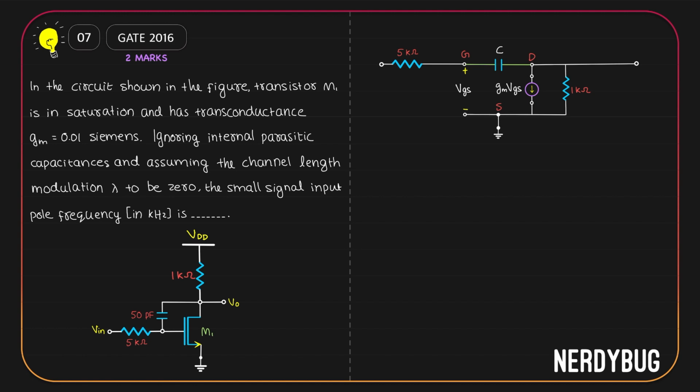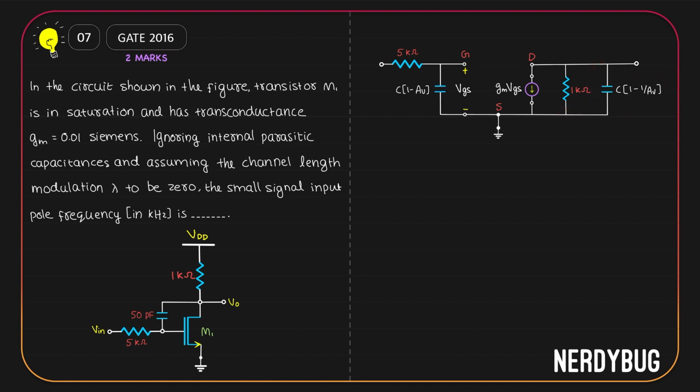According to Miller's theorem, C will appear at the input as (AV minus 1) multiplied by C. AV here is the gain of the circuit without C in it. It will also appear at the output as C multiplied by (1 minus 1 by AV), which will be approximately equal to C itself, like this.